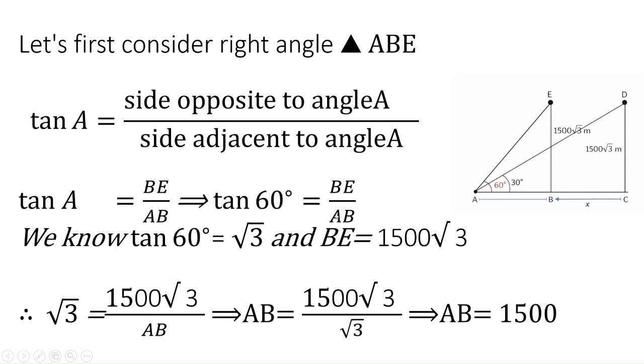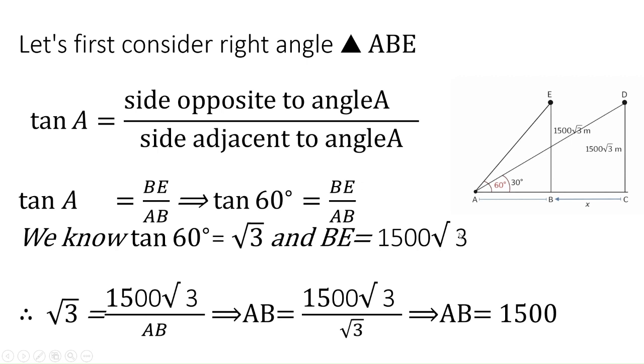Tan 60 is equal to BE by AB. But what do we know? Tan 60 is equal to root 3 and BE is equal to 1500 into root 3. That is given in the problem, the height at which the jet plane is. So we are just substituting those values. Root 3 is equal to 1500 into root 3 by AB. So AB is equal to 1500 into root 3 by root 3. Obviously root 3 gets cancelled. AB is equal to 1500 meters.